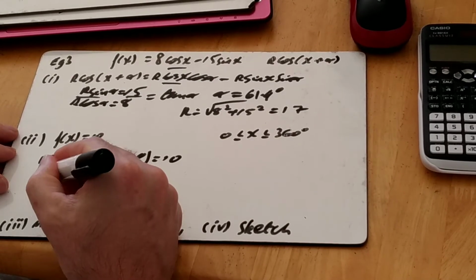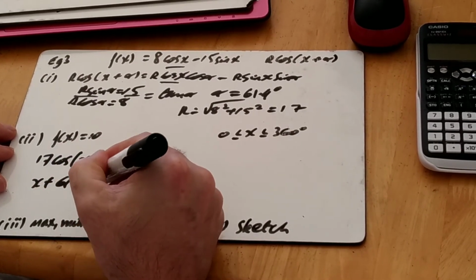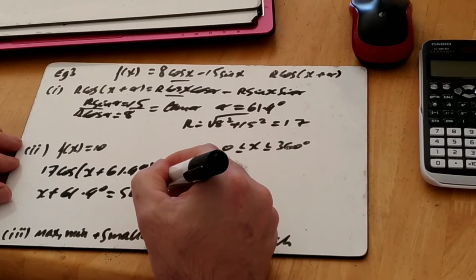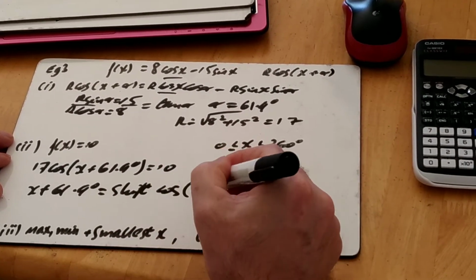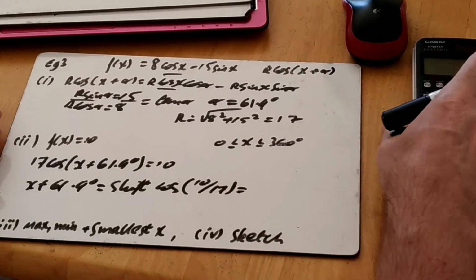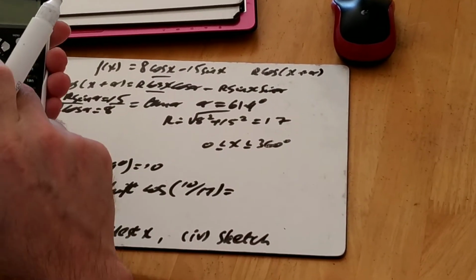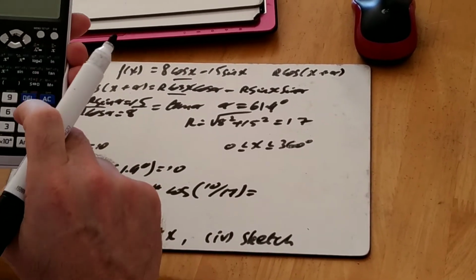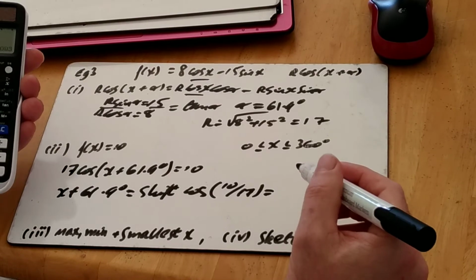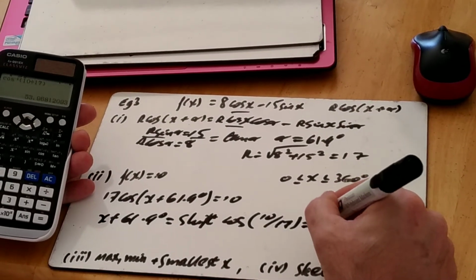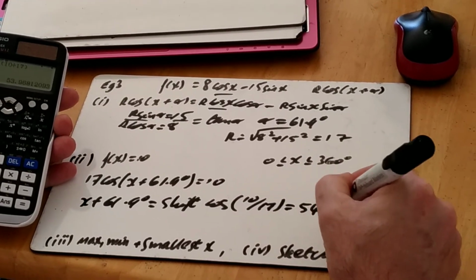So I can say that x plus 61.9 equals shift cos 10 over 17, which will equal whatever it does. Shift cos 10 divided by 17, still in degrees, and it gives me a nice one there, 54.0 to be honest. I'll round off.